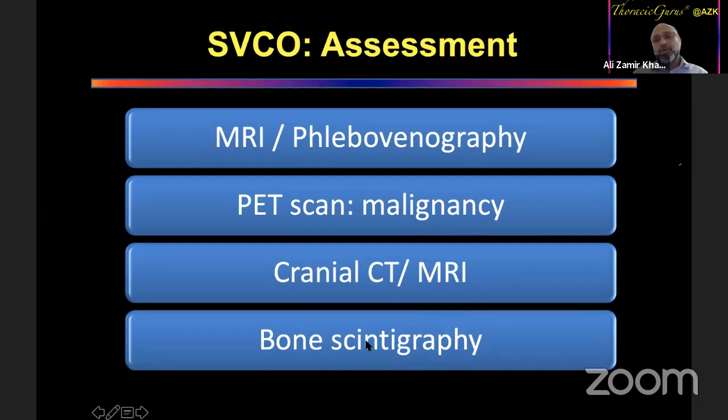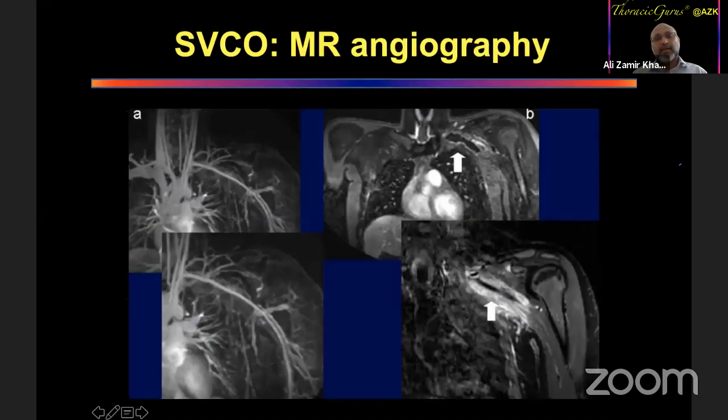And sometimes you also do a bone scintigraphy to see if there is anything else in the bones in cases of lymphomas and things like that. This is an MR angiography, which clearly shows you a beautiful delineation of all the blood vessels. It shows you the collateralization, the IMA being distended, the collateral intercostals being distended. So it's a very, very good tool for looking for vascular involvement in the chest.